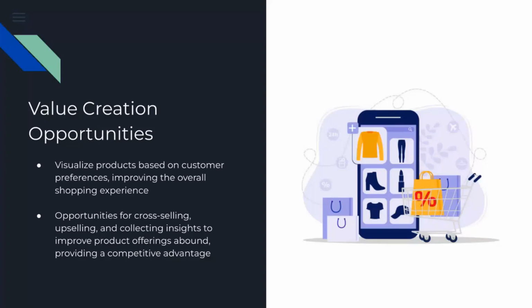And there will, of course, be a lot of opportunities for cross-selling and upselling and collecting insights to improve product offerings. Cross-selling and upselling algorithms we have already seen for some time now on Amazon and elsewhere. But now with the help of generative AI, you can make it even more customized. For example, if I'm buying a Bluetooth mouse, it can suggest other things to go with it, like a mouse pad, or Bluetooth earphones, or other things I may have browsed in the past or expressed interest in.